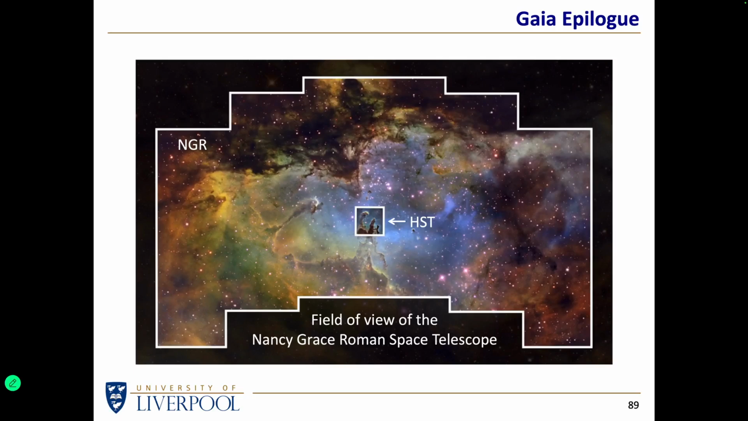Nancy Grace Roman will work in the infrared, so in principle it'll be able to see parallax of stars that the Gaia Space Telescope finds difficult in the very dusty regions near the centre of the Milky Way, for instance. So Nancy Grace Roman is not a replacement for Gaia, but it may be able to give us parallax of even more distant stars.